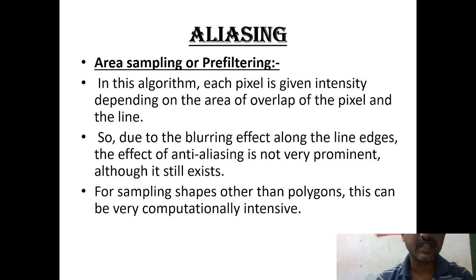For sampling shapes other than polygons, this can be very computationally intensive. So for the remaining shapes, it is very computationally intensive. In that way, we can use some anti-aliasing techniques, and based on those techniques we can draw smooth lines, curves, whatever they may be.